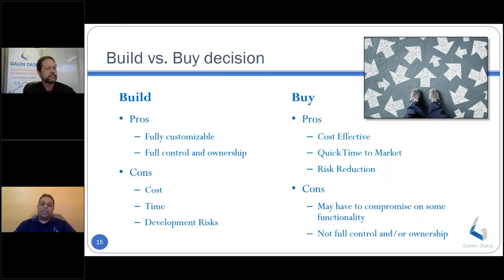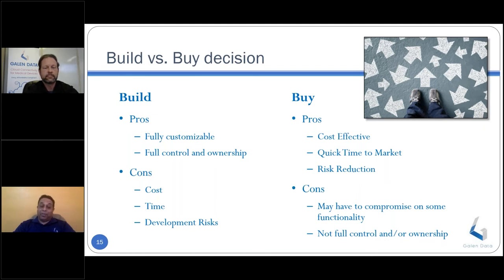Yeah, so I think we start with looking at the pros and cons of build versus buy. There are pros of build, right? If you build your own, you have full control and ownership, and you can get a completely customizable solution that fits exactly your needs the way you want it. The counter argument to building is it takes more money and more time, and you introduce a lot of development risk.